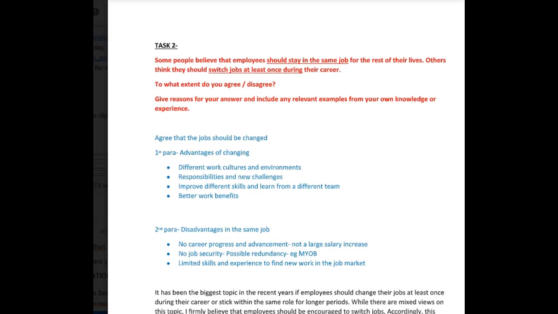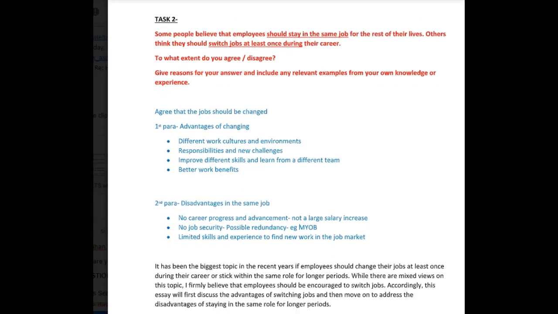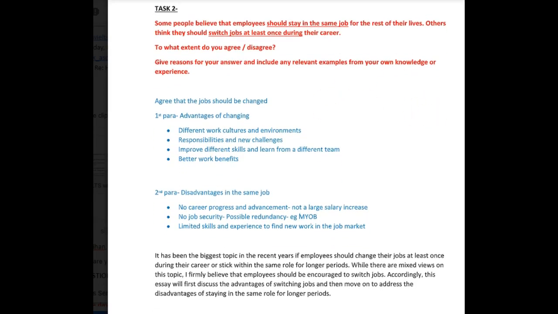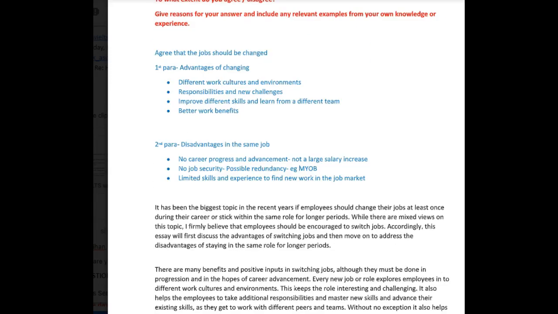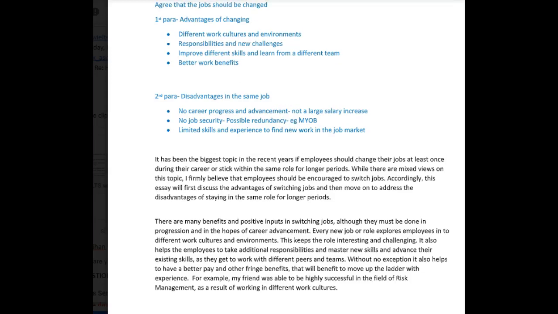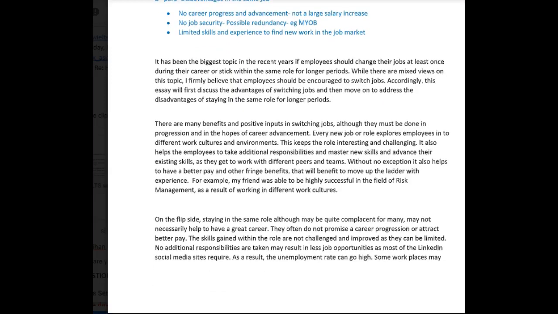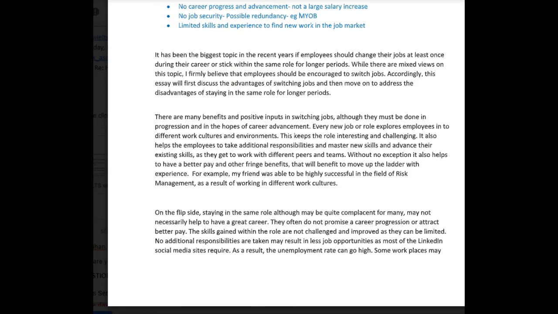Let's take a look at the one about jobs. Staying in the same job or switching. To what extent do you agree or disagree? Okay. Let me look at your notes for a second. Advantages of changing. And okay, interesting. Let's see. It has been the biggest topic in the recent years if employees should change their jobs at least once during their career or stick with the same role for longer periods.